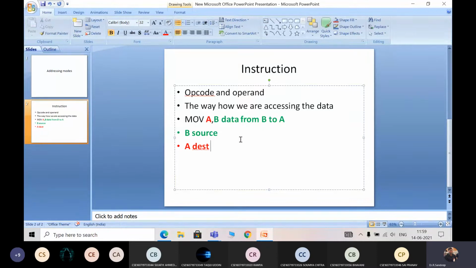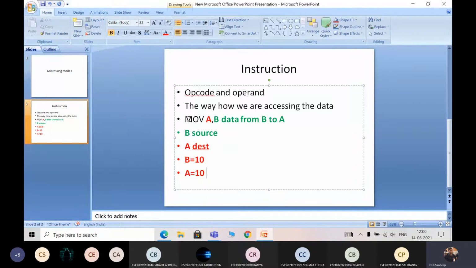Suppose we have the value of B equal to 10. After executing this instruction, the A value will also be 10. Why? Because we are moving the data from the B register to A. If the value of B is 10, then the value of A is also 10, because B is the source and A is the destination. So this is the general scenario. If you want to understand the concept simply, I gave this example.